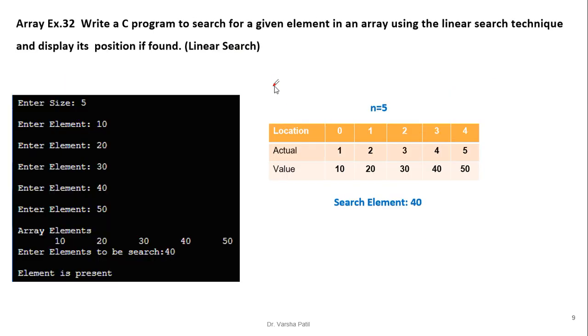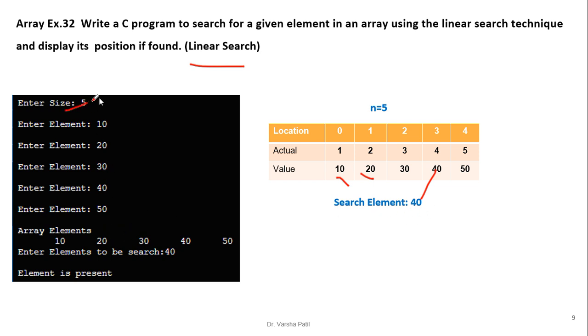Now we'll see the next program. Write a program to search for a given element in an array using the linear search technique and display its position if found. That is nothing but the linear search program. For example, the locations 0 to 4 are actually positions 1 to 5, and we are storing the elements. We want to search for the element 40. So we check with 10, 20, 30. If it matches, we break and set a particular flag, and after the loop we print: if this flag is set, the element is found, otherwise the element is not found.